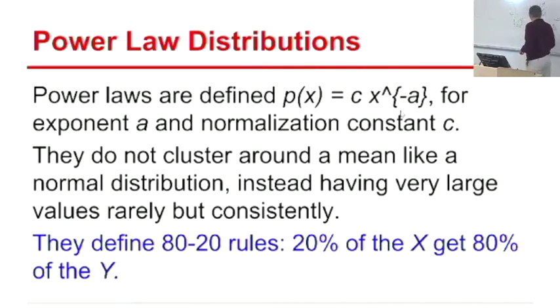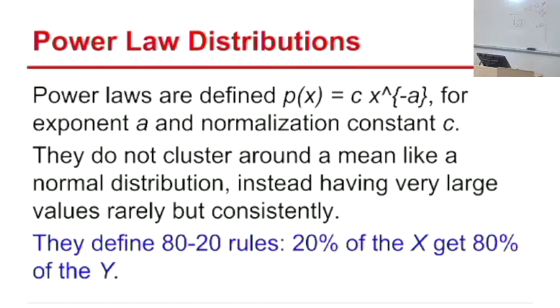Suppose we know that, let's write that out, the probability of x is going to be equal to c times x to the minus a, okay? As x goes up, what is happening to the probability?